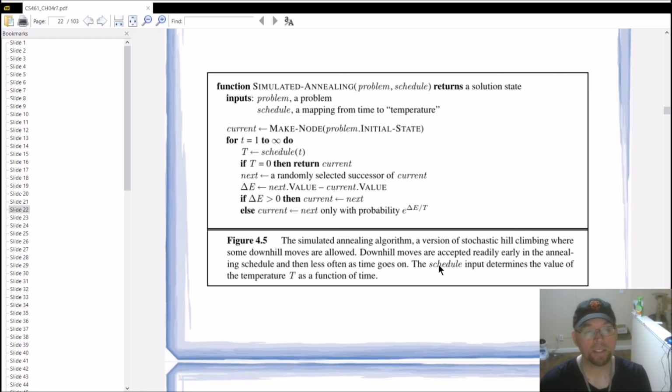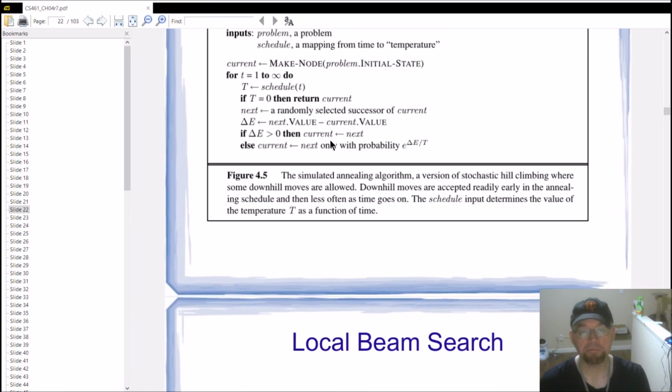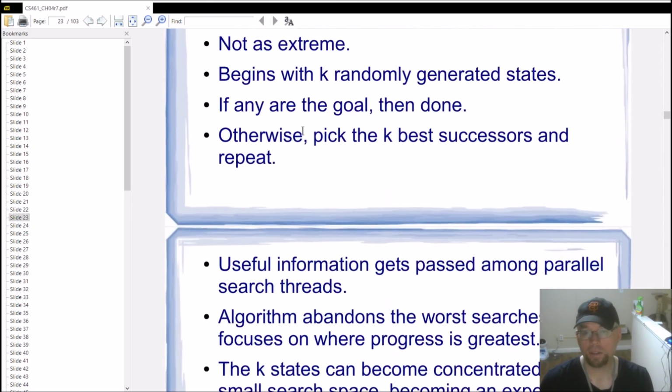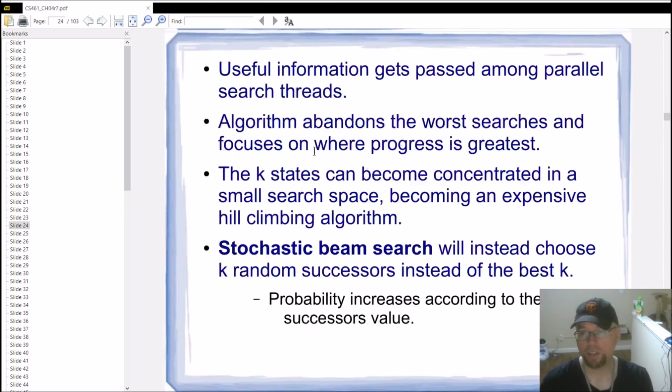That schedule function is going to determine the value of the temperature as a function of time. This is representing units of time, whatever they may be. So I would suggest grab a piece of paper, make up some schedule, and go through a couple iterations of it. All right, so let me talk about local beam search, and we will be done.